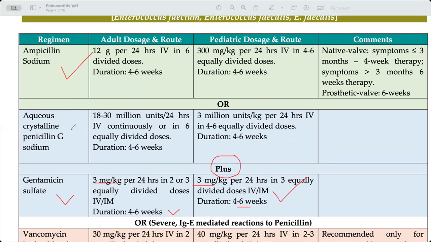Ampicillin and penicillin inhibit the bacterial cell wall synthesis. These are the beta-lactam antibiotics. Gentamicin is an aminoglycoside antibiotic, which inhibits the protein synthesis in the bacteria. So the treatment includes ampicillin and gentamicin for Enterococcus.